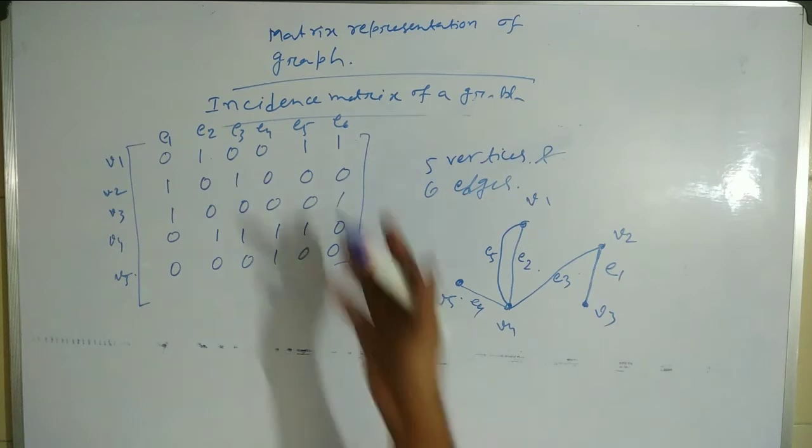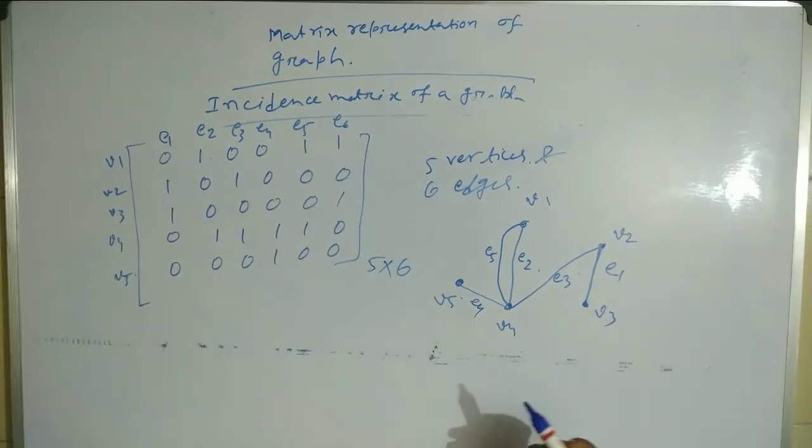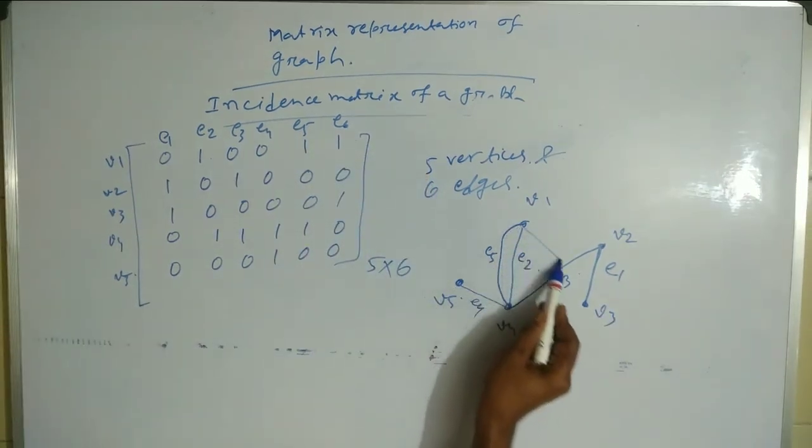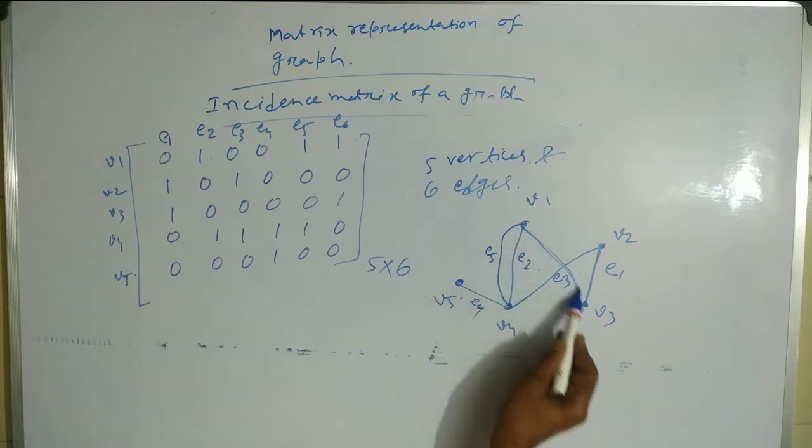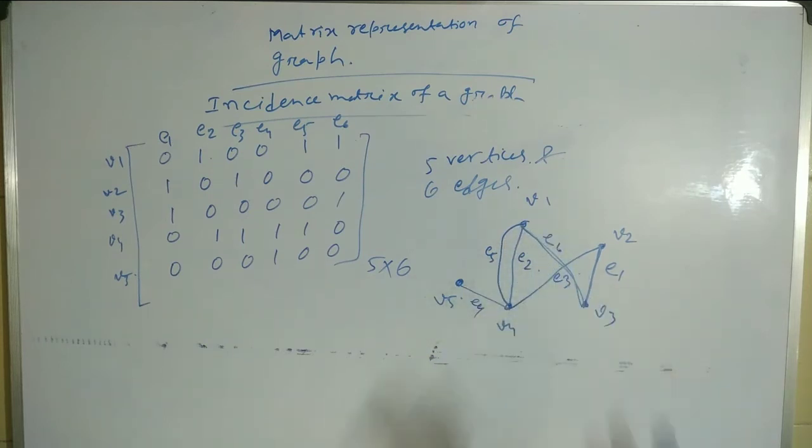The parallel edges. Next, E6, V1 and V3. So E6, V1 and V3, so this is E6. So this is our required graph. So in this process, you can draw the graph from the given incidence matrix, and you can write the incidence matrix from a given connected or disconnected graph.